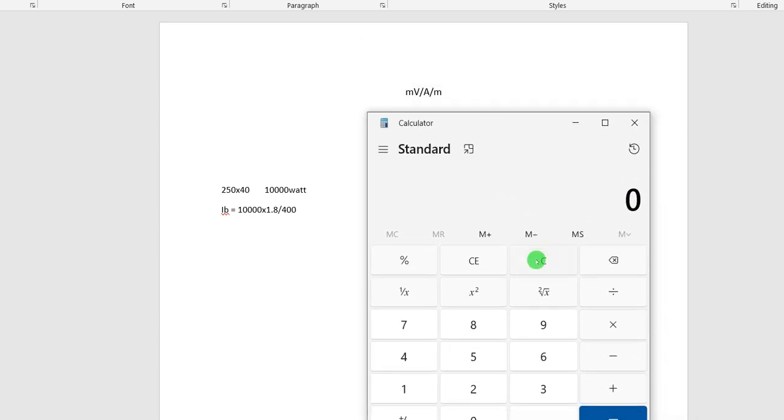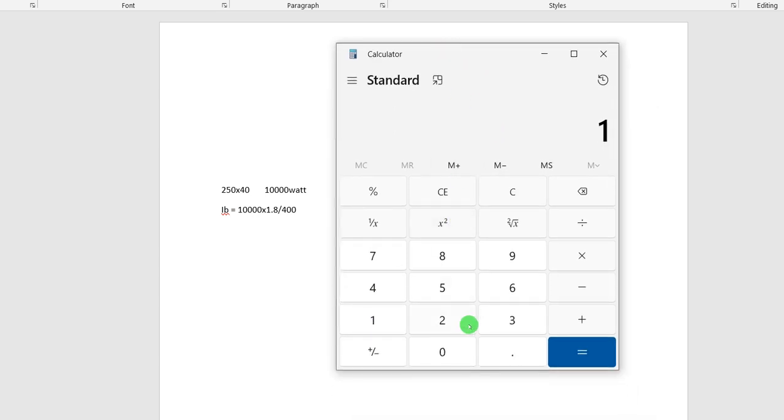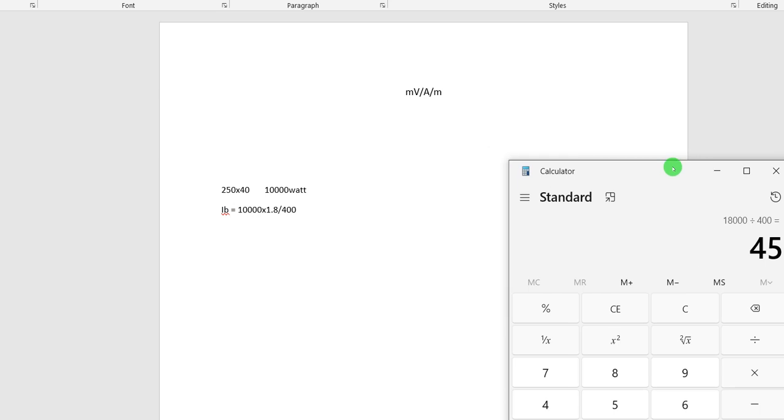So we have 10,000 watts multiplied by a factor of 1.8 that I told you we use for augmenting the starting current. So what we have is 18,000. Now divide it by the declared voltage you are working with. So I'm dividing it by my 400 volts. What I have now is 45 amps.